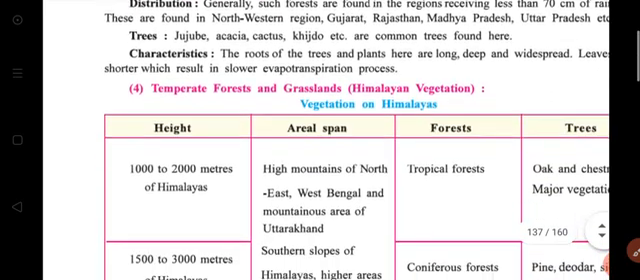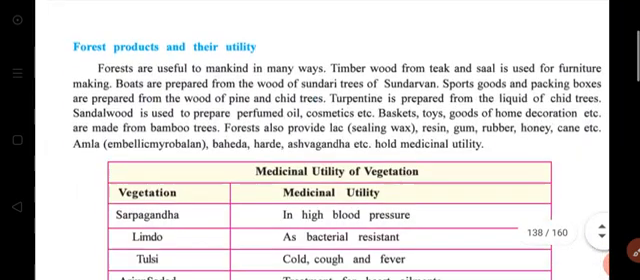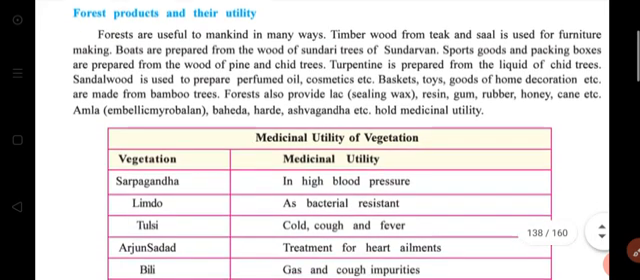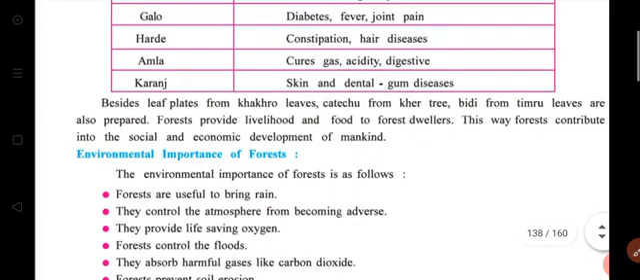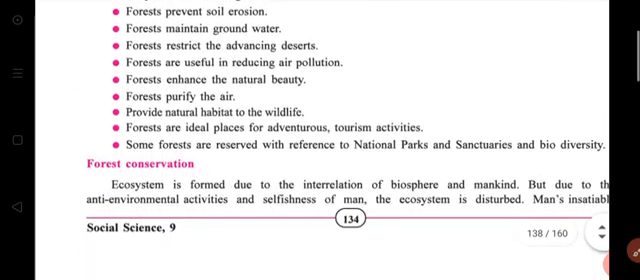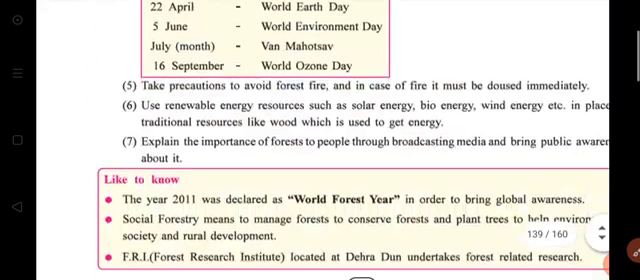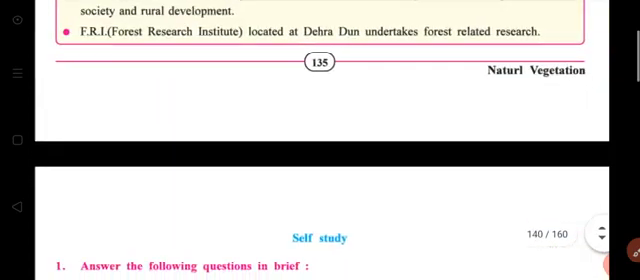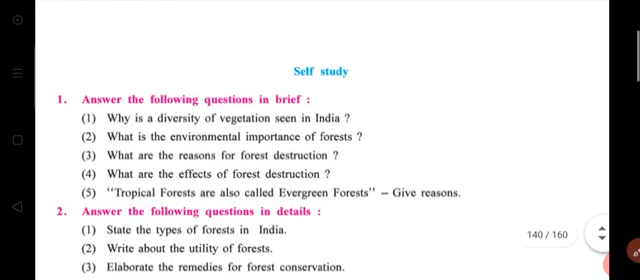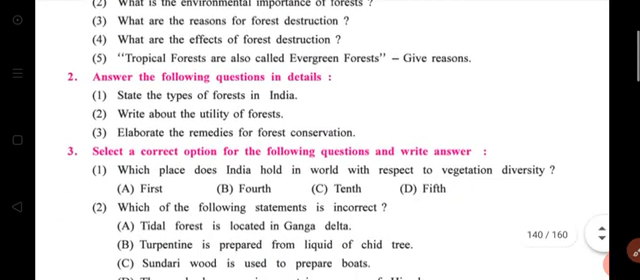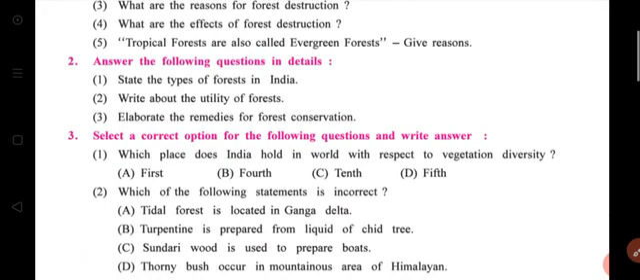Distribution, trees, characteristics, which is very interesting and very useful. Then forest products, utility, then importance, then conservation, and remedies to conserve forest. Clear? So this whole chapter is very important for you. So complete this chapter in your fair note, and also complete chapter number 14 in your fair book and submit it to your class teacher.